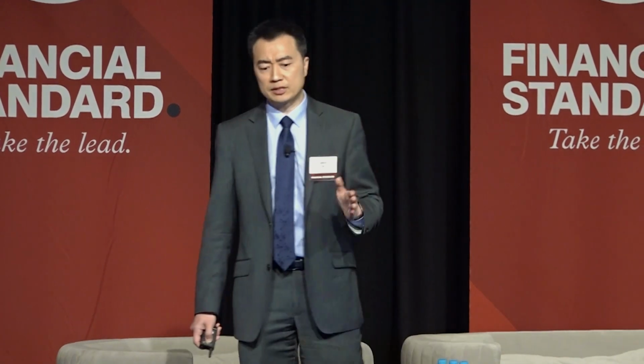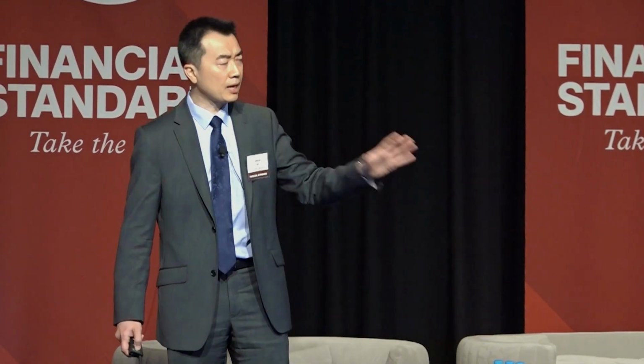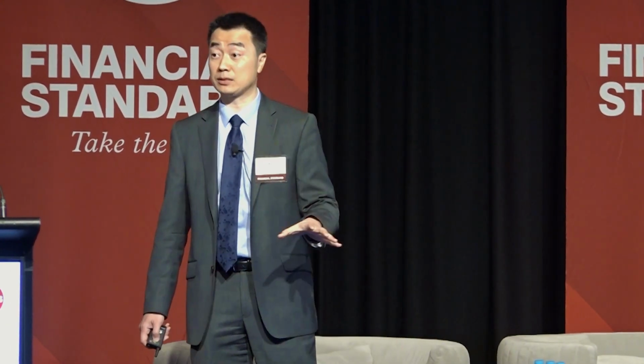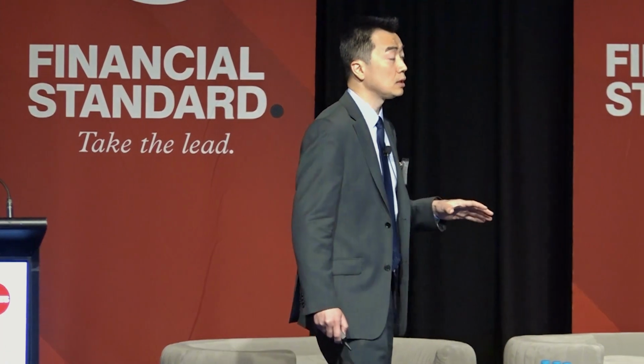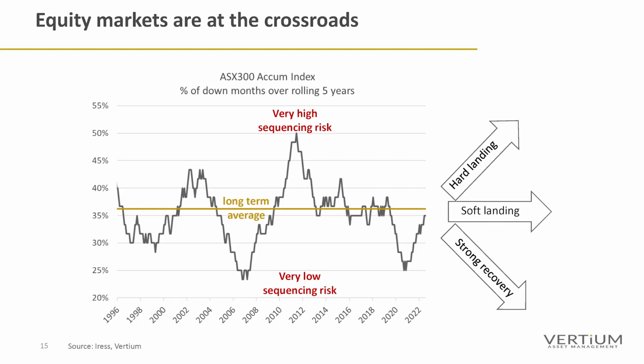Now, I've talked about these anomalies from cash, high yield credit, but even equity markets. I think we're also at a crossroads. So this chart highlights the percentage of down months measured over a certain time frame. Now, over the long term, we know equities are fantastic investments because 2/3 of the time it's rising, 1/3 of the time it's falling, right? But that's over the long term. But if you measure over a rolling 5-year period, it can actually vary quite a lot, right?